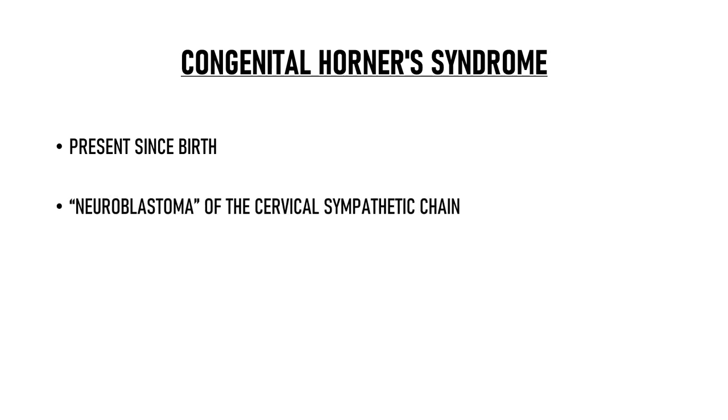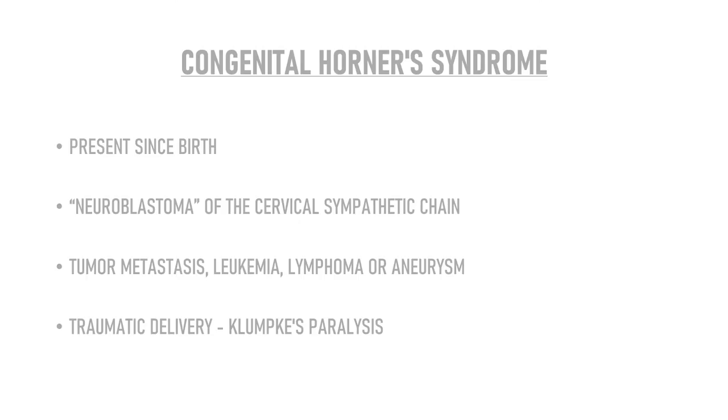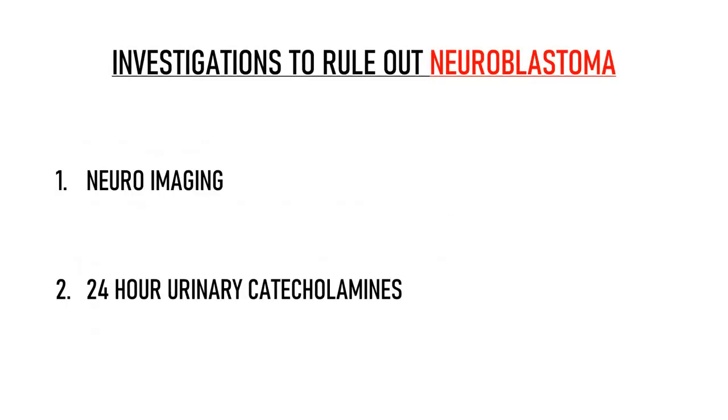Neuroblastoma of the paravertebral sympathetic chain can be present, or some other underlying disease like tumor metastasis, leukemia, lymphoma, or aneurysm. In many cases, it may also be a sign of a traumatic delivery, in which case the baby may also have Klumpke's paralysis of the arm. Thus, unless there is a clear-cut history of trauma or of any surgical intervention in the region of the chest or the neck, every case of congenital Horner should be thoroughly investigated to rule out a neuroblastoma. Investigations include neuroimaging and 24-hour urinary catecholamine measurement.